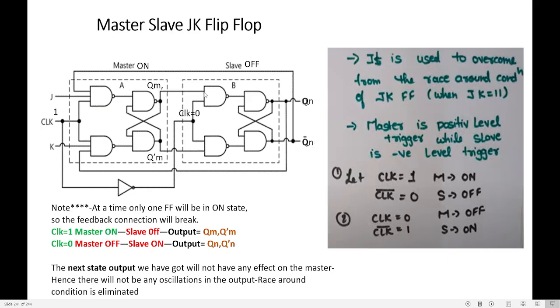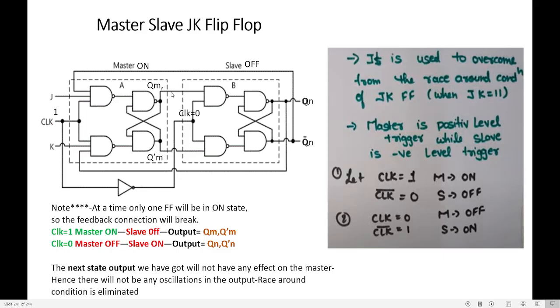Let us see the working. We need to be very careful in the working. Can you see if clock is 1, master is on, slave is off. So whatever be the inputs, J can be 1 or 0, K can be 1 or 0. If clock is 1, you get the outputs as QM and QM bar. Now this QM and QM bar, the output of master, is given to the input of slave. Since the clock is 0 there, the slave is not working. The output is staying in the master only.